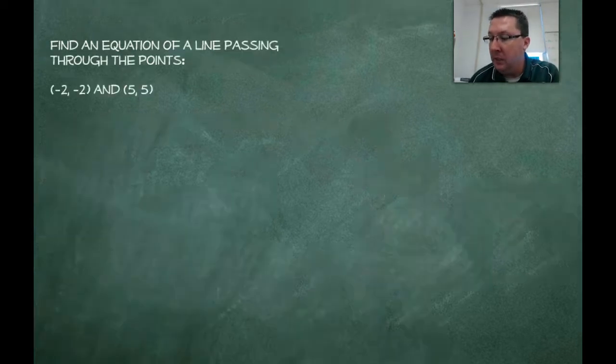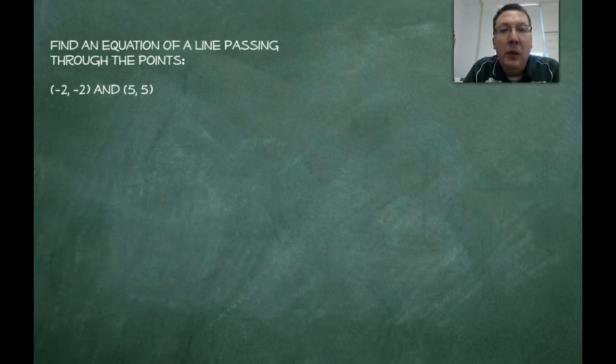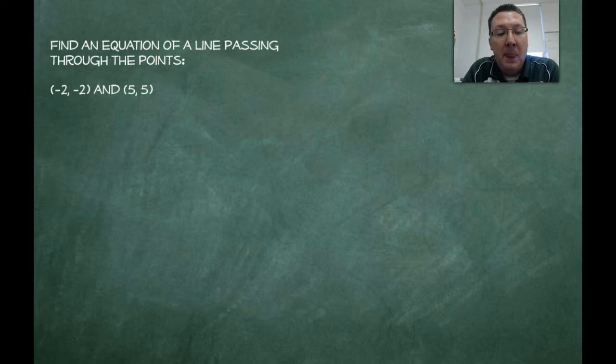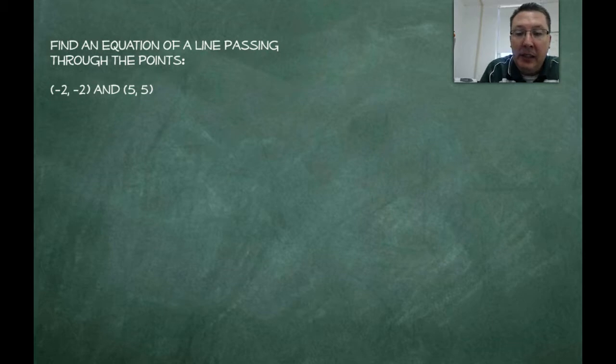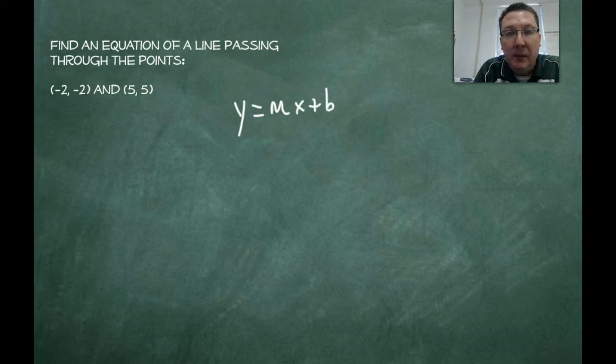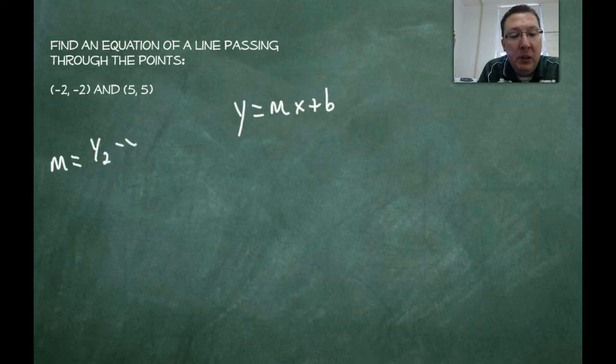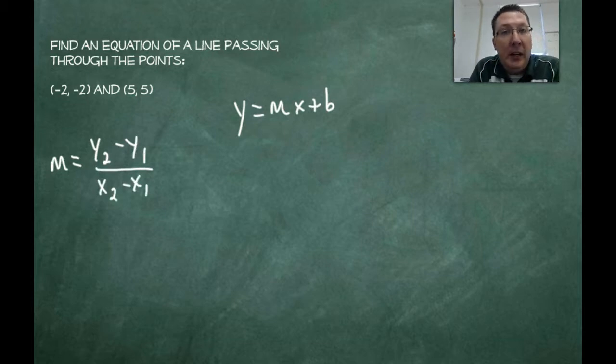All right, let's try another example. This time we have the points (-2, 2), (-2, -2), and (5, 5). I need to find the slope between the two and then find the y-intercept. Again, we're going for this equation, y equals mx plus b. So let's look at the slope first. This one I'm going to do just the equation, because this is something we really need to get used to doing. So y2 minus y1 over x2 minus x1. So we're going to subtract the y's over subtracting the x's.